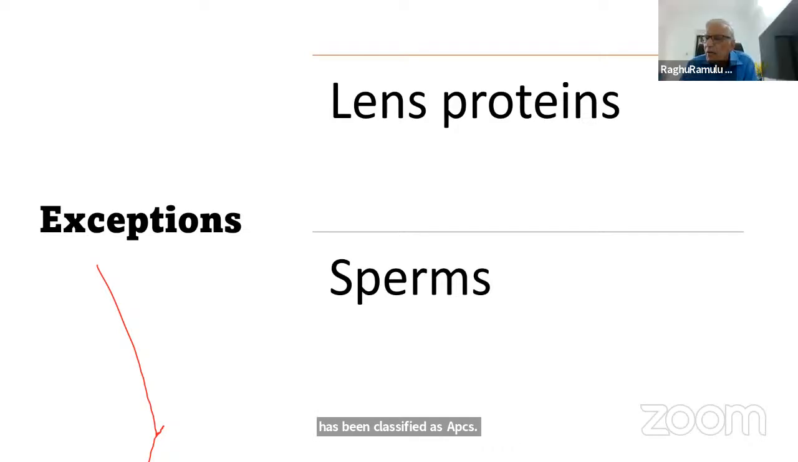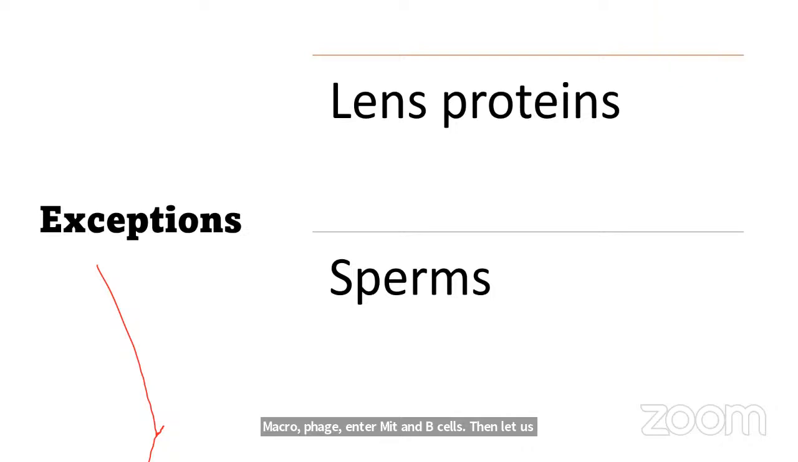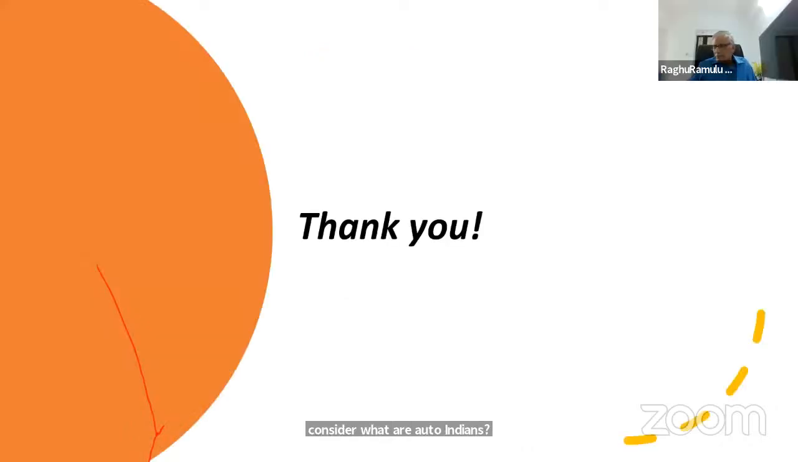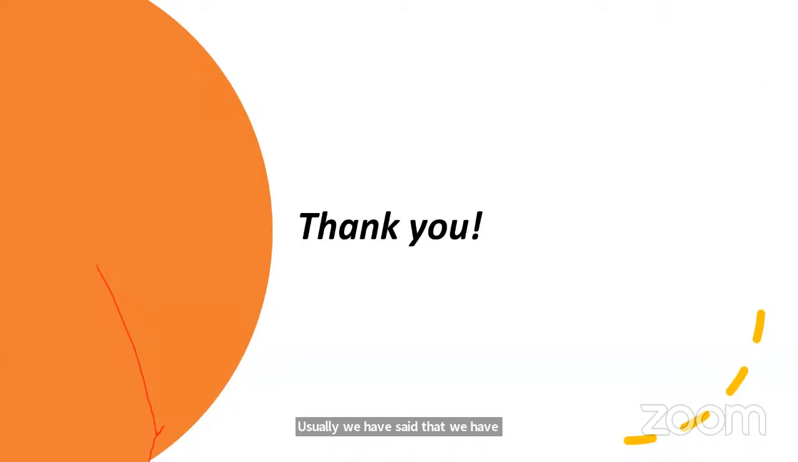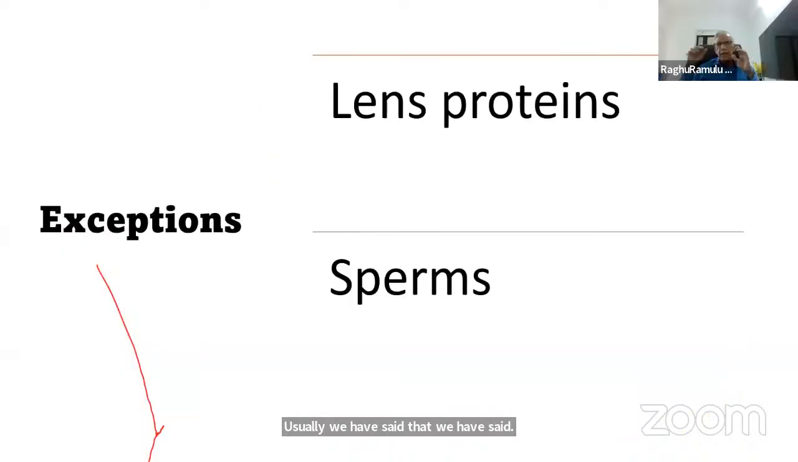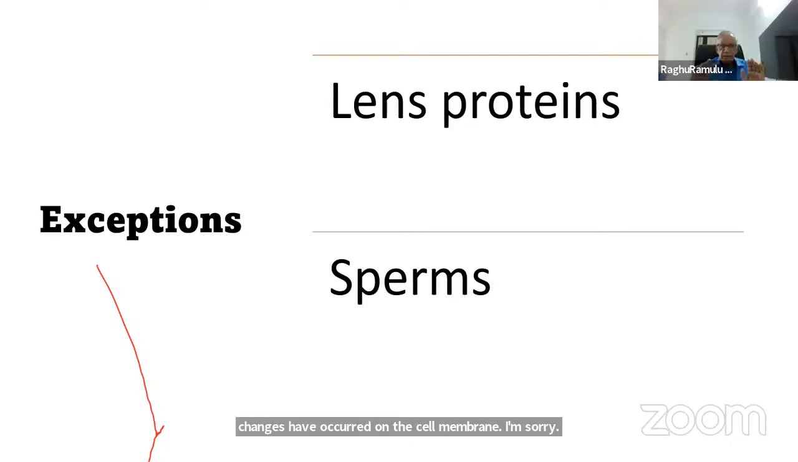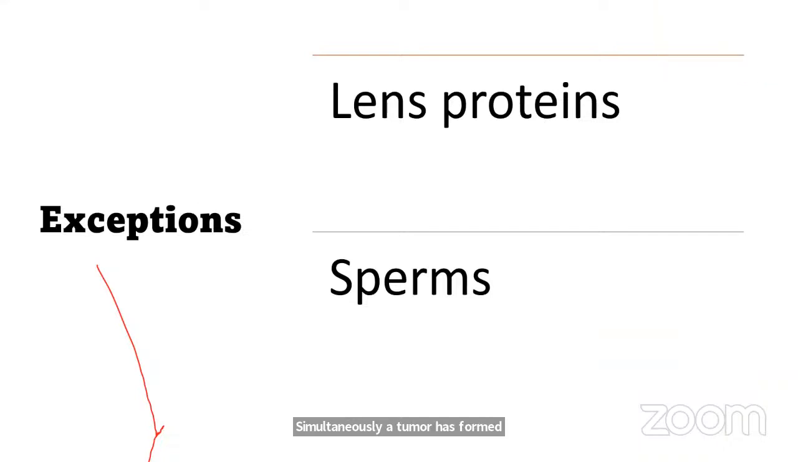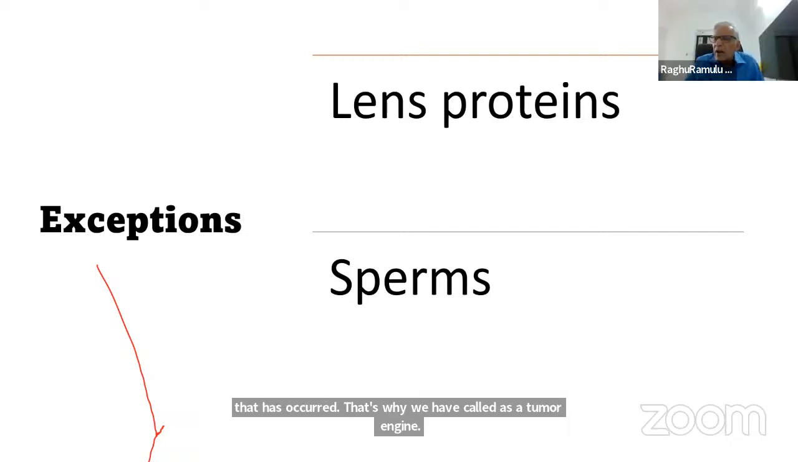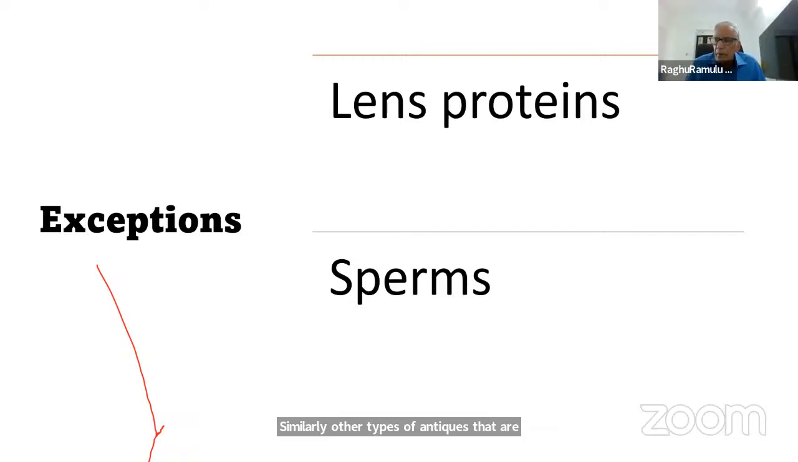Then let us consider what autoantigens are. Usually we have said that tumors are formed inside the body. Now, what is a tumor? Whenever changes have occurred on the cell membrane and simultaneously a tumor has formed, there is a mutation that has occurred. That's why we call it a tumor antigen. Similarly, other types of antigens that are formed in the body are called autoantigens.